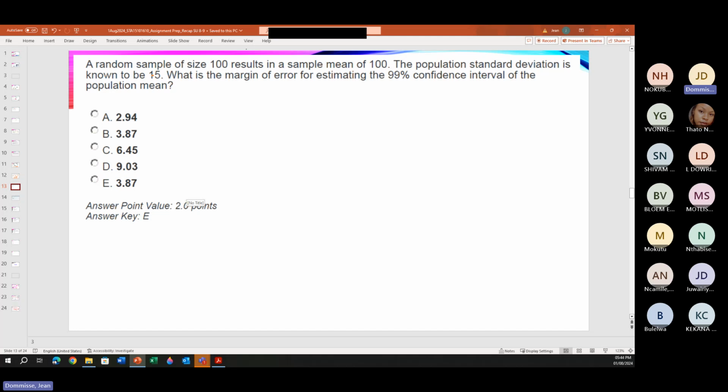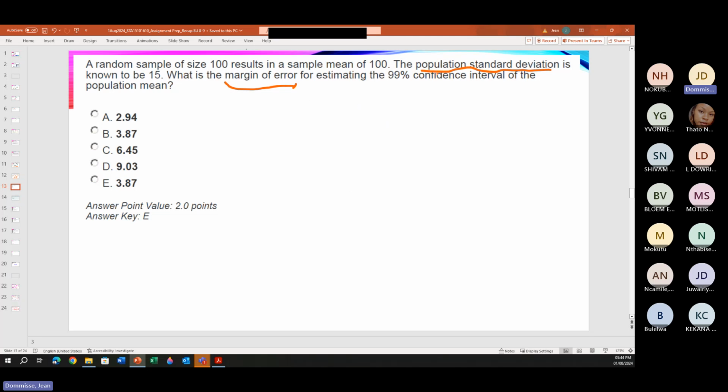A random sample of size 100 results in a sample mean of 100. The population standard deviation is known to be 15. What is the margin of error for estimating the 99% confidence interval of a population mean? Hey, so this is quite interesting. Let's work out your standard error.